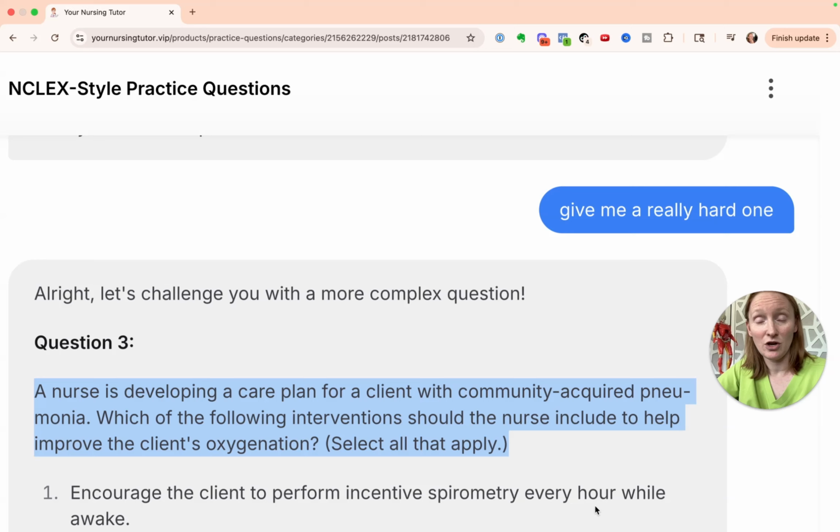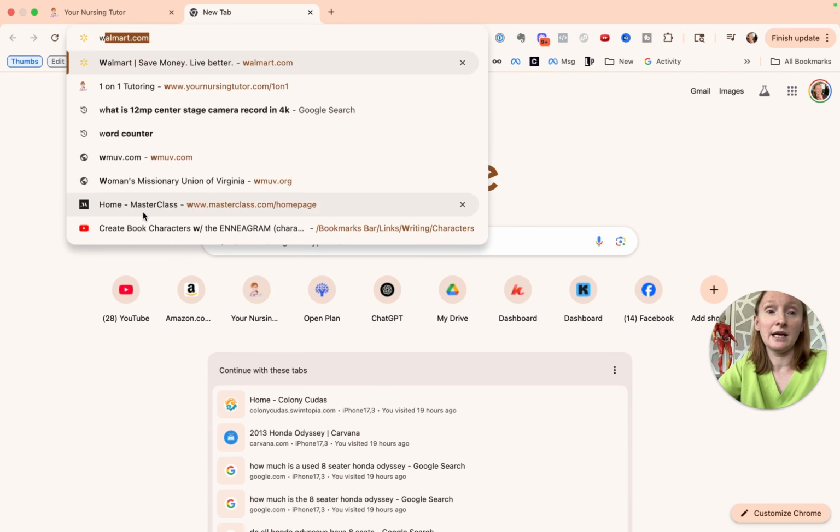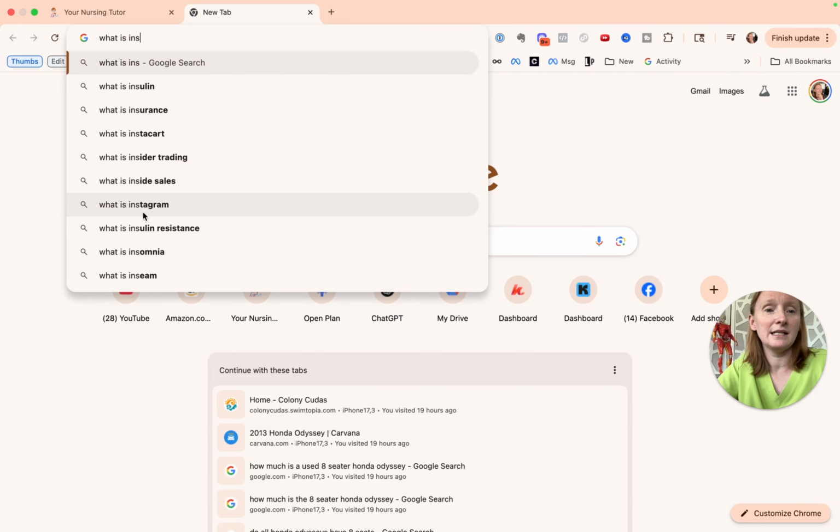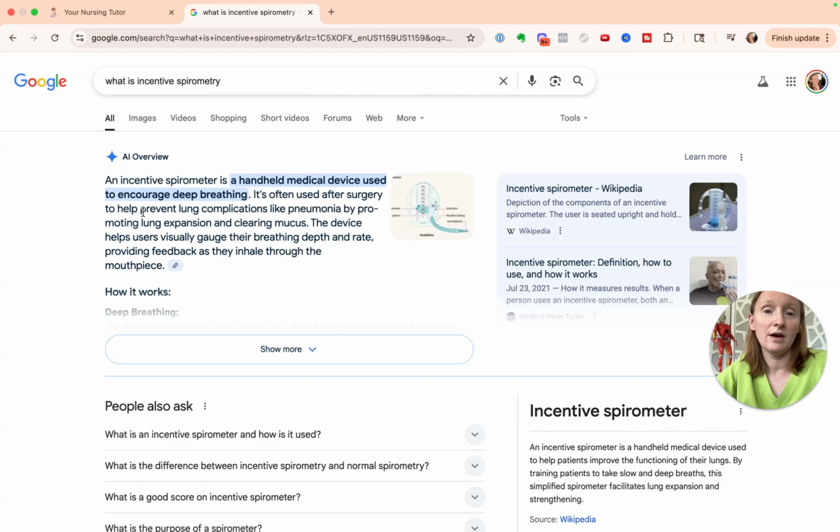Like, does it even go every hour or not? And in this case, let's pretend like I didn't know what incentive spirometry was. This is how I'm just going to model for you what we do. I'd go to Google and say, what is incentive spirometry? Okay, it's not rocket science, what I teach. And you can look, the AI overview is often there in Google, and it can tell us what it is.